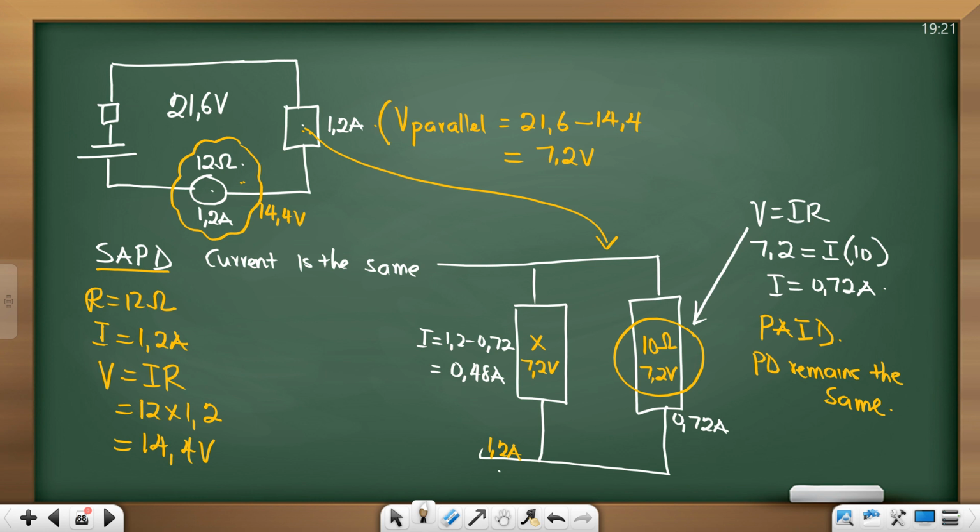Someone is missing again. I want you to see that I am using the same principle to get to my answer, which is the easiest way. Someone is missing. R. So I know that V equals what? IR. What's my V? 7,2. What's the current? 0,48. R is missing. What's your answer?